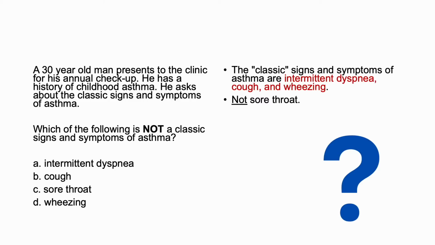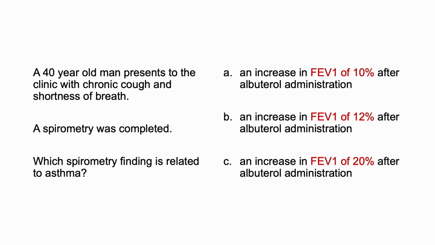not sore throat. A 40-year-old man presents to your clinic with chronic cough and shortness of breath. A spirometry was completed. Which spirometry finding is related to asthma? An increase in FEV1 of 10% after albuterol administration, an increase in FEV1 of 12% after albuterol administration, or an increase in FEV1 of 20% after albuterol administration? The right answer is B, an increase in FEV1 of 12% after bronchodilators.